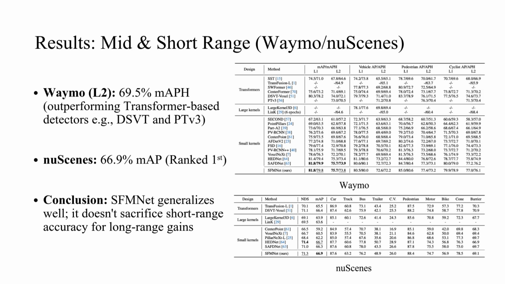We also tested on mid- and short-range datasets. On Waymo Open, shown on the top, we outperform transformer-based methods like DSVT and PTv3 on the difficult level 2 metric. On nuScenes, shown on the bottom, we achieve the highest mAP among sparse detectors. This demonstrates that our long-range architecture generalizes well and does not sacrifice precision in shorter-range scenarios.